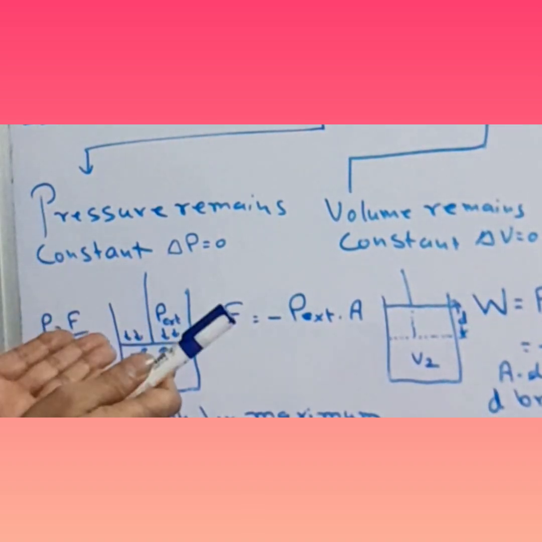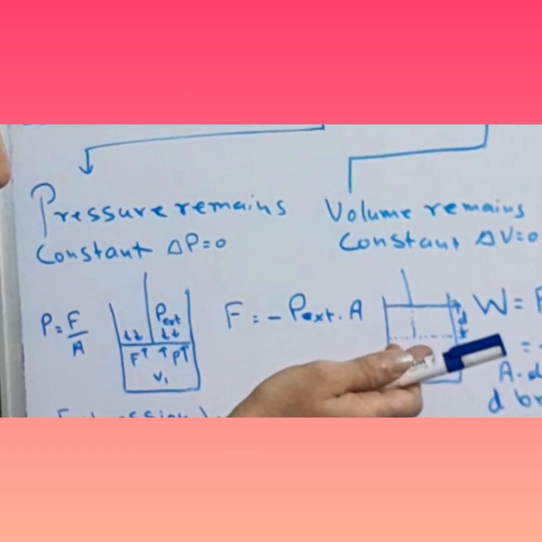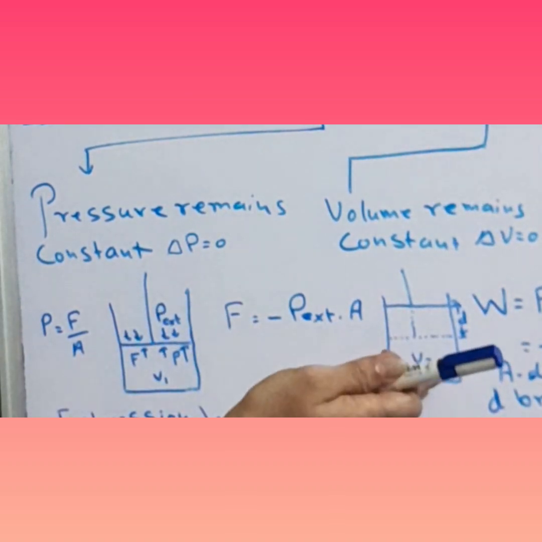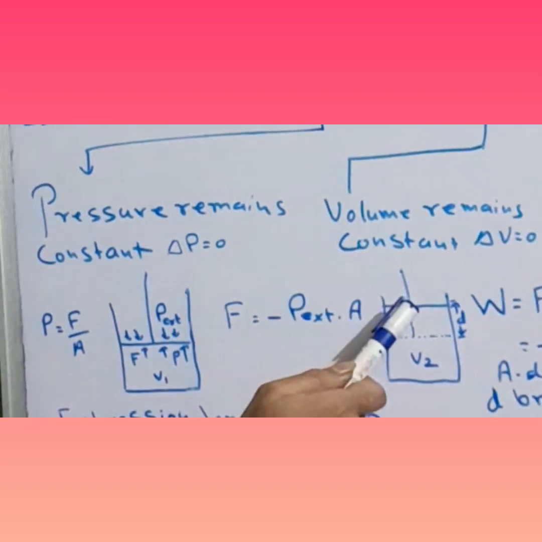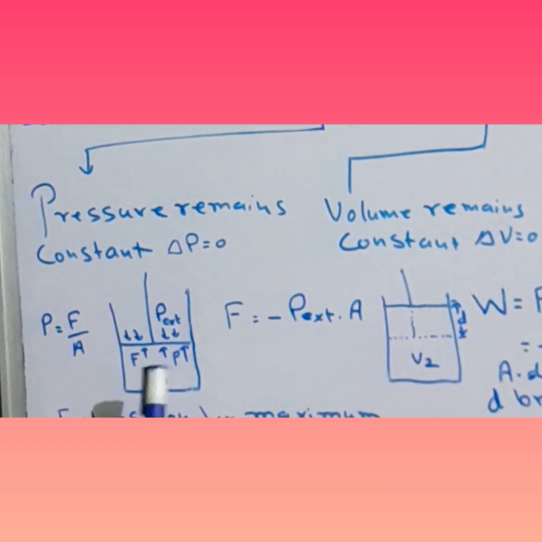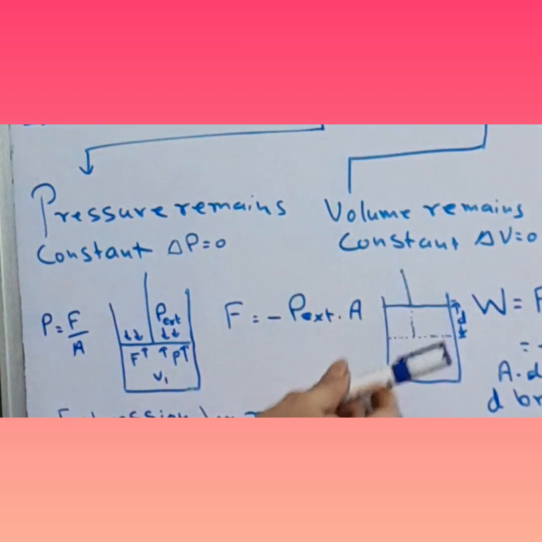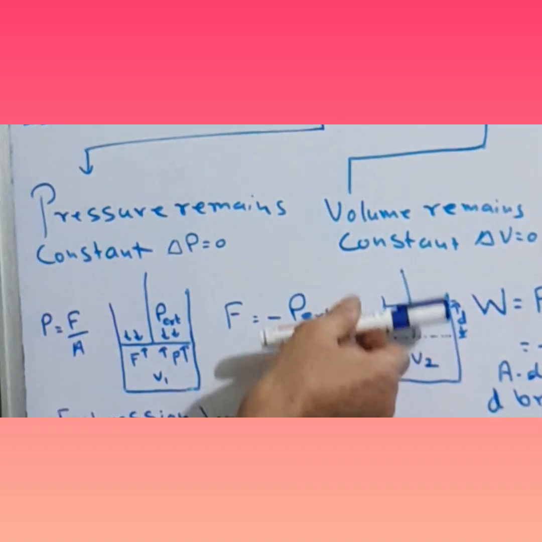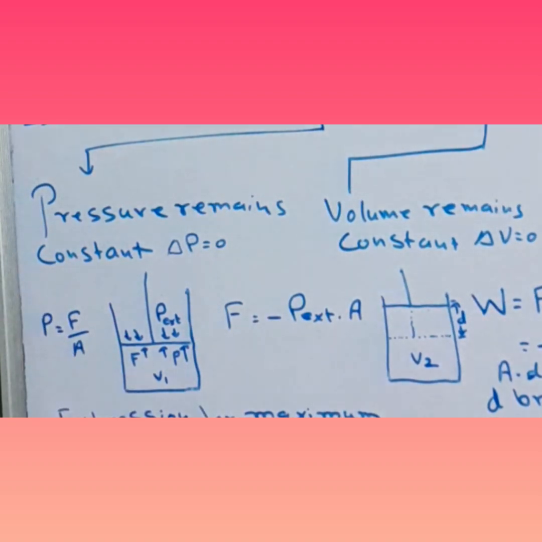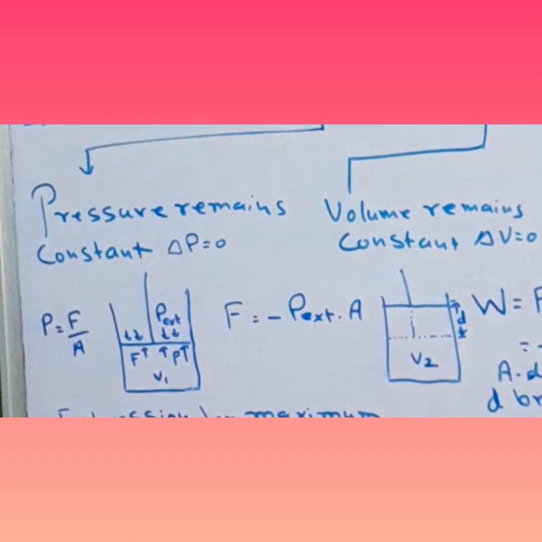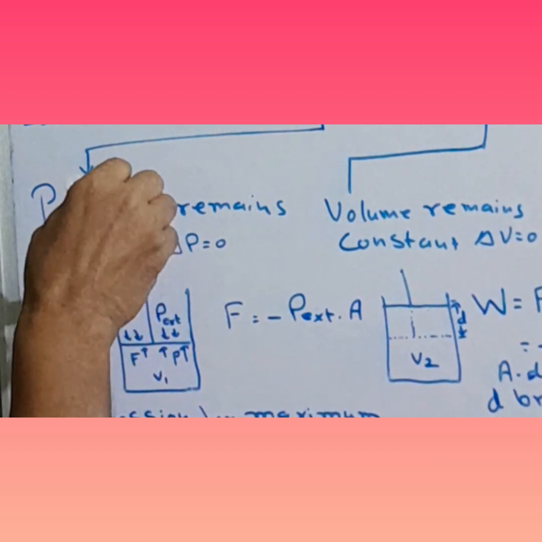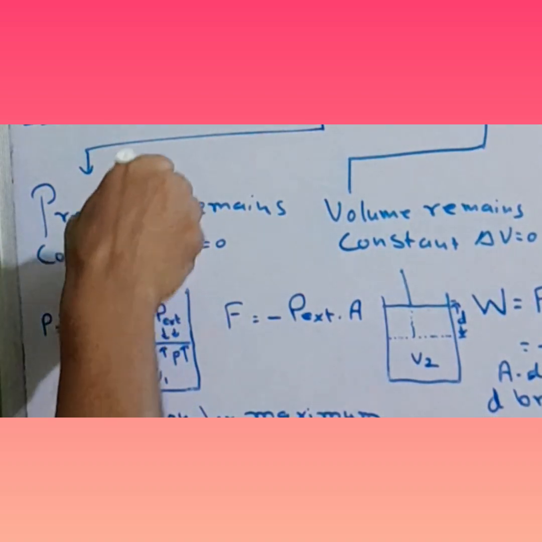As a result of that pressure, the piston, initially at volume V1, moves over to this place, so the volume has increased. Why has the piston moved up? The piston moved up only because there is external pressure acting on the piston from outside, and there is internal pressure, which we designate by P, and external pressure, which we designate by PEXT.